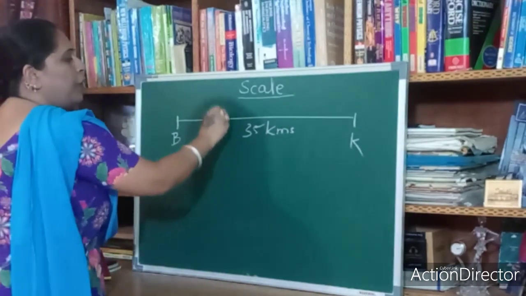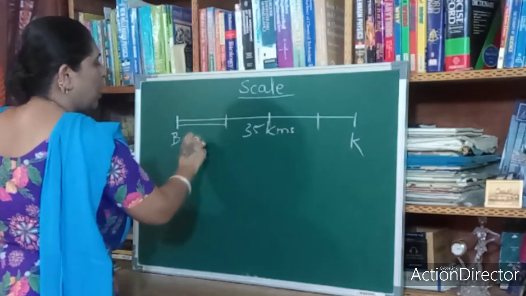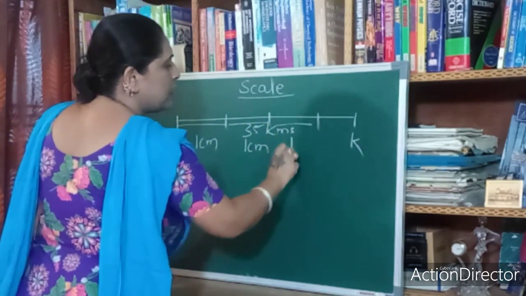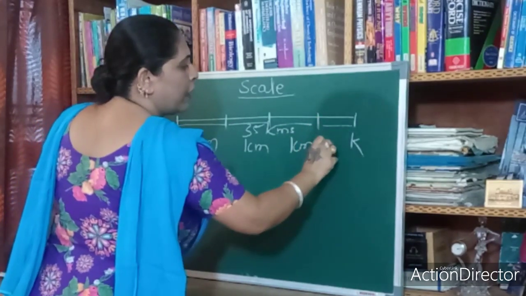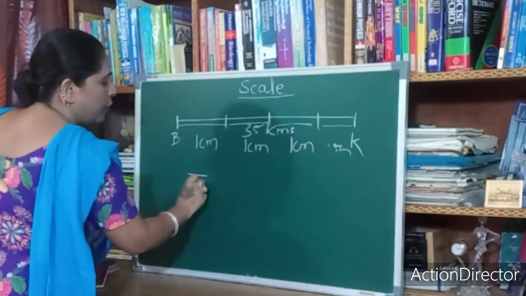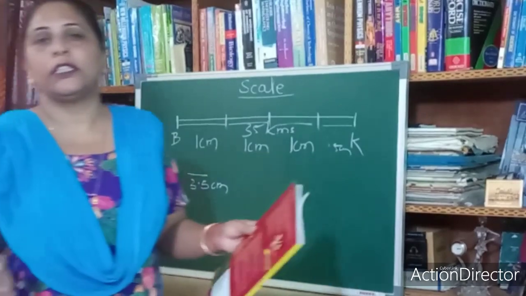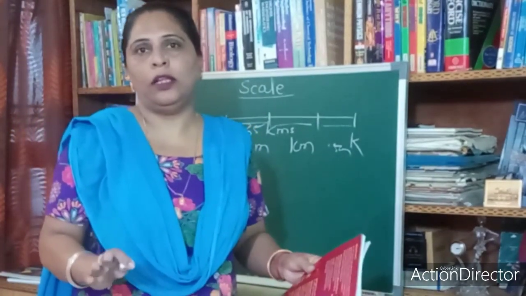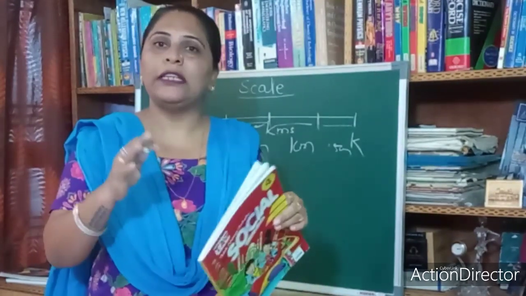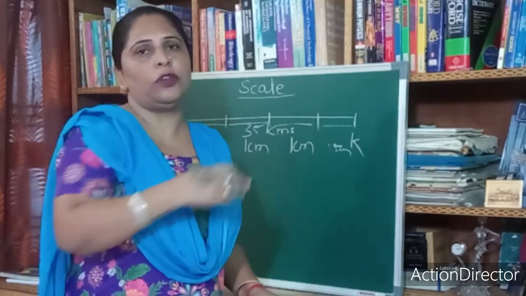Suppose for every 10 kilometers we assume 1 cm, so this is 1 cm, this is 1 cm, and this is 0.5 cm. So we need to draw just 3.5 cm of scale in the map, and we can show the distance from Bhawanipatna to Kesinga. This is known as the scale. It is the ratio which shows the actual place and its representation on the map.